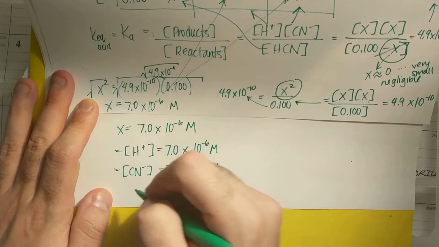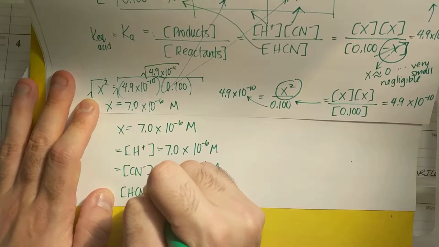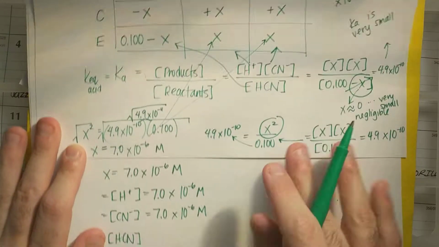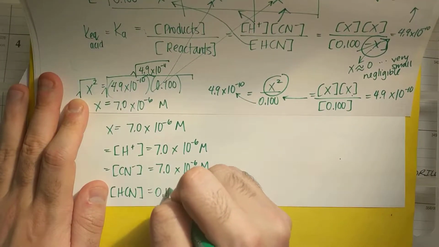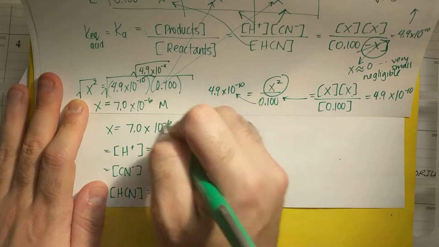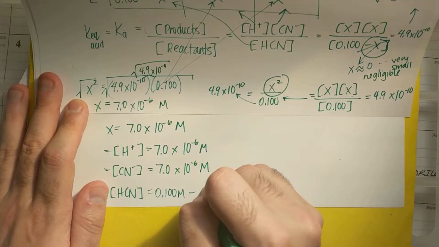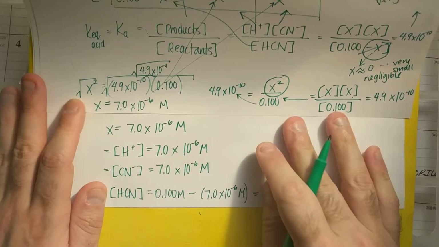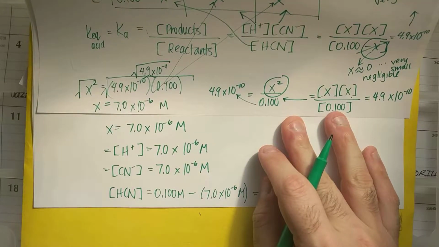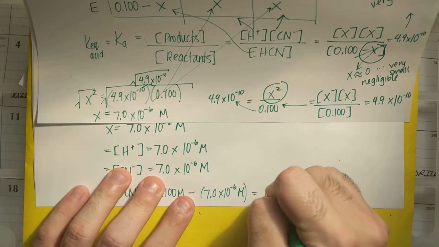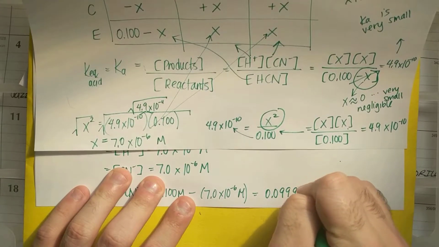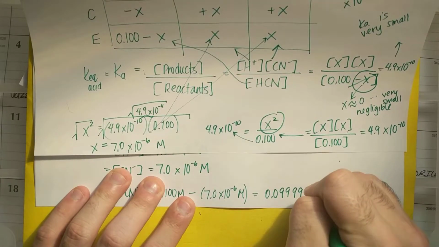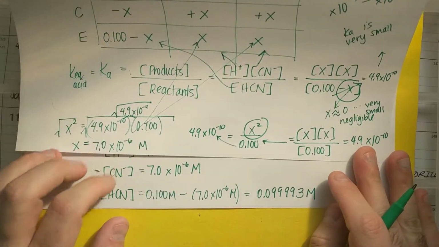If I want to figure out the concentration of HCN, I would have to do 0.1 minus X, so 0.1 molar minus 7.0 times 10 to the minus 6 molar. So I could do 0.1 minus 7.0 times 10 raised to the minus 6, and I get 0.099993 molar. Negligible really.